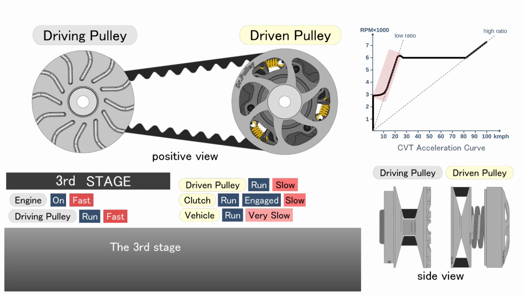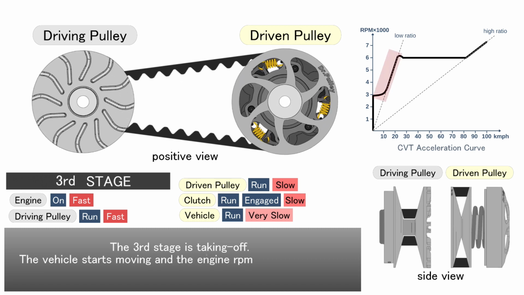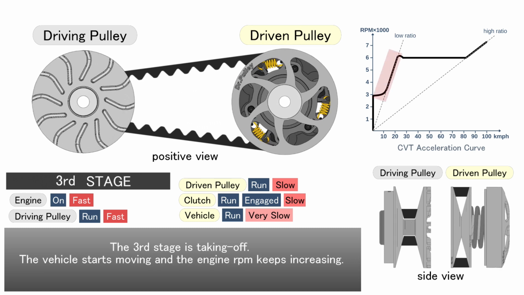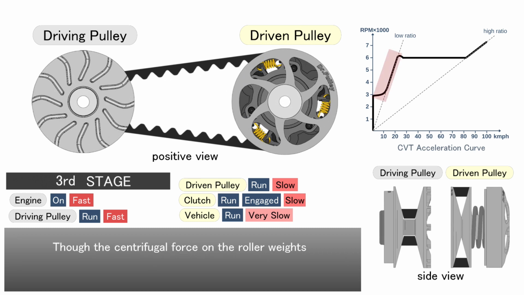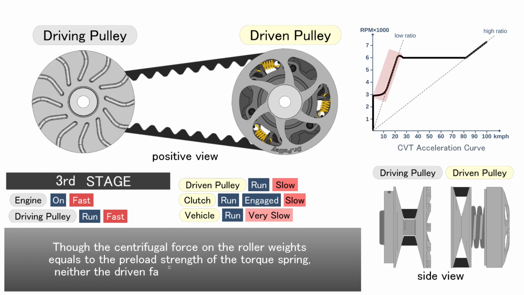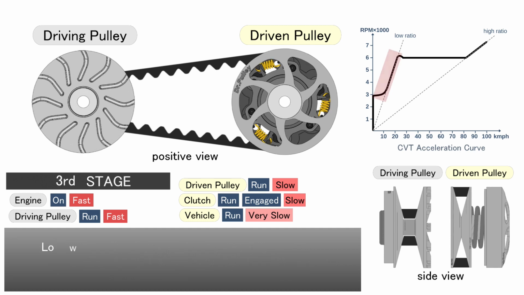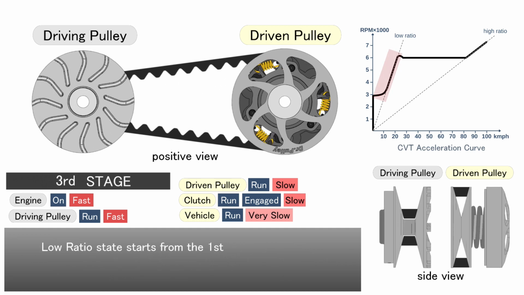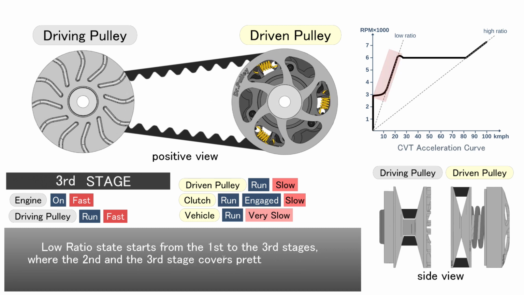The third stage is taking off. The vehicle starts moving and the engine RPM keeps increasing. Though the centrifugal force on the roller weights equals the preload strength of the torque spring, neither the driven face nor the belt is moving yet. Low ratio state starts from the first to the third stages, where the second and the third stage cover a pretty short period.